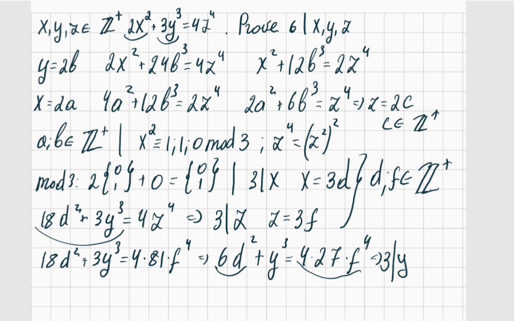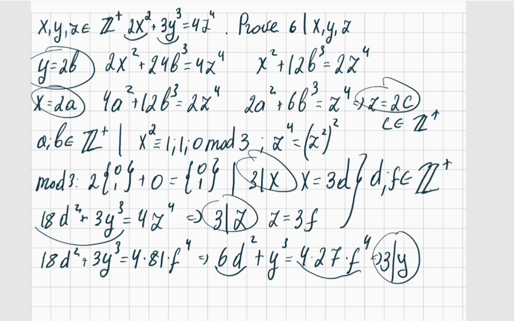Overall, we found that all of these numbers are even, and again all of these numbers are divisible by 3. In the end, if we have numbers that are divisible by 2 and 3 at the same time, then we can say that those numbers are divisible by 6. So we showed that 6 can divide x, y, and z at the same time.